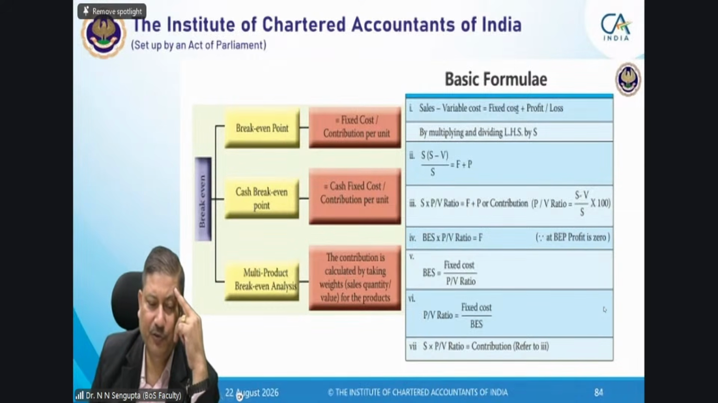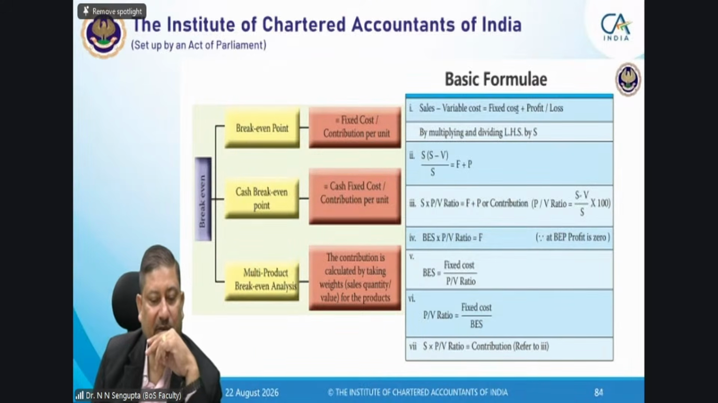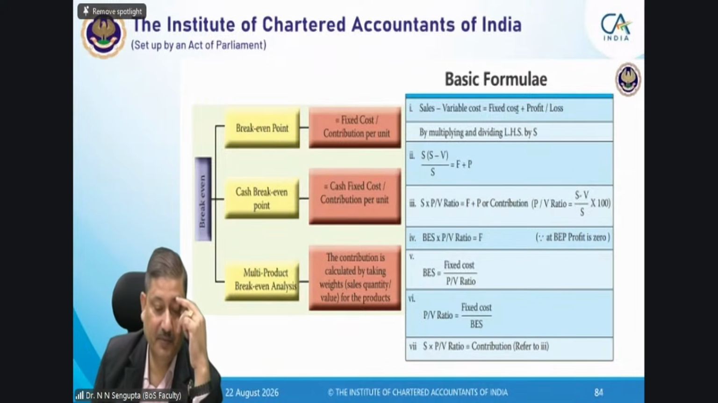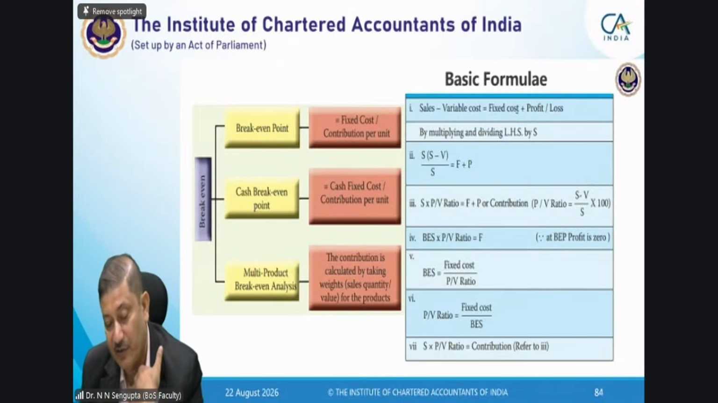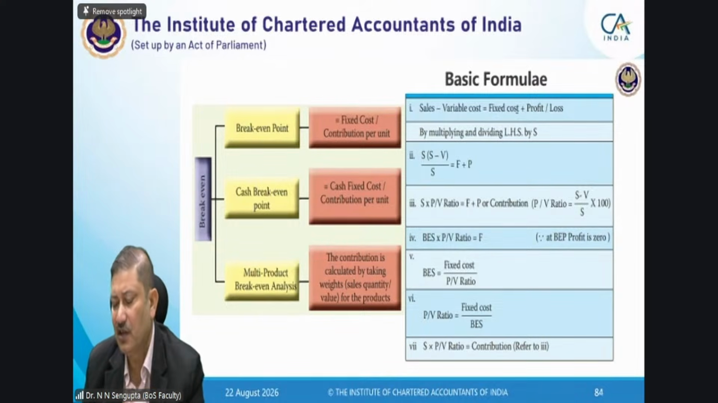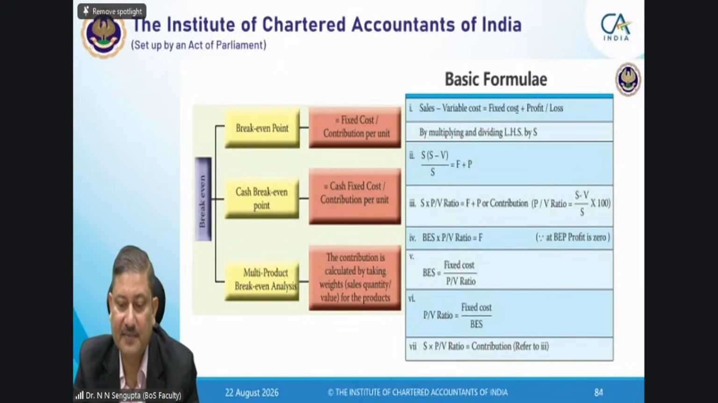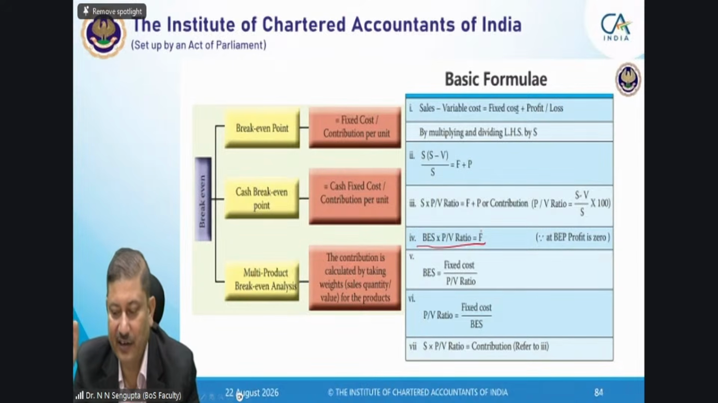Break-even point can be of two types. Normal break-even point, that means non-cash, is fixed cost by contribution. Cash break-even point is cash fixed cost by contribution. For multi-product break-even, total contribution is calculated by taking weights, and sales quantity is basically taken. A lot of times questions come from that concept also. So sales minus variable cost is equal to fixed cost plus profit or loss. Then this is another way of calculating fixed cost.